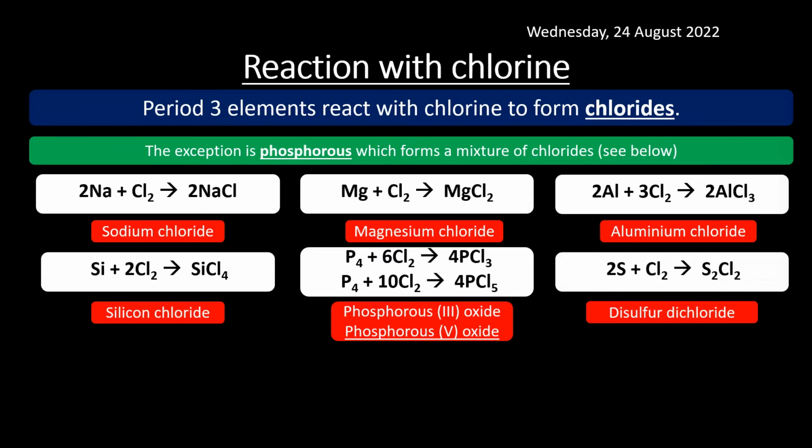And then sulfur obviously forms disulfur dichloride, which is S2Cl2. Just make sure you're aware of these reactions. Some of them are easier than others. Obviously, remember that with phosphorus you get two different types there.